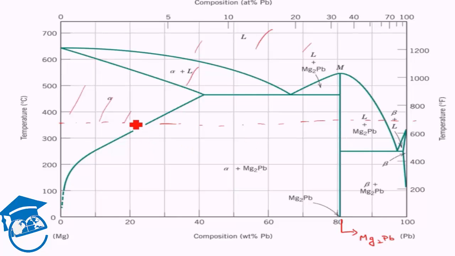So in reality, what is happening? Single phase alpha, double phase alpha plus intermetallic Mg2Pb, then single phase Mg2Pb intermetallic, then dual phase liquid plus Mg2Pb, and finally over here we have a single phase liquid, right?